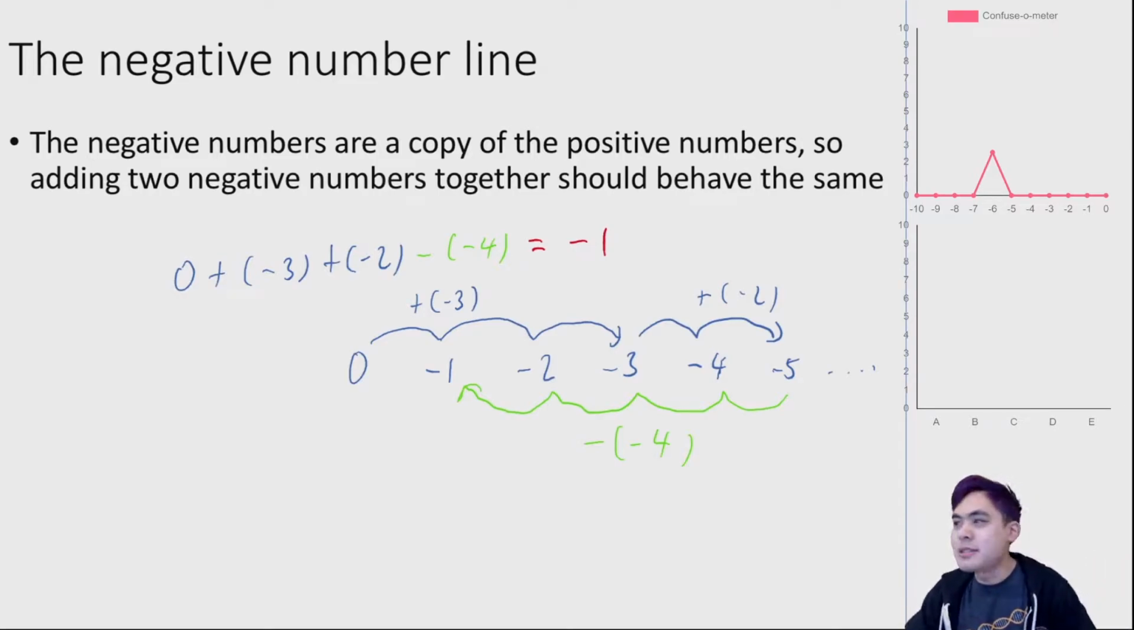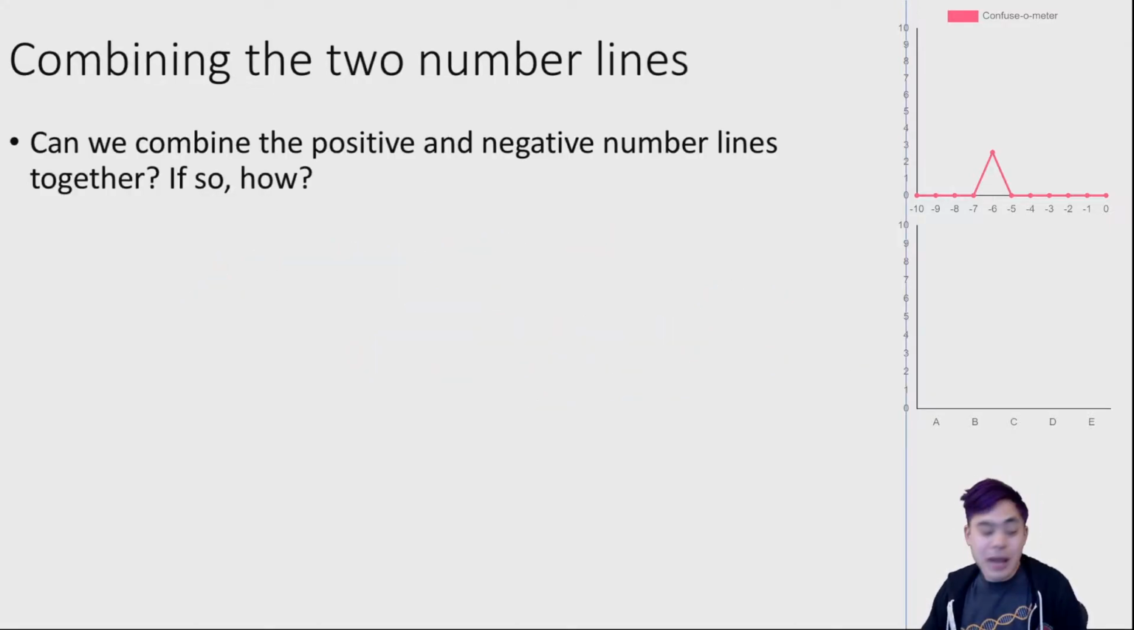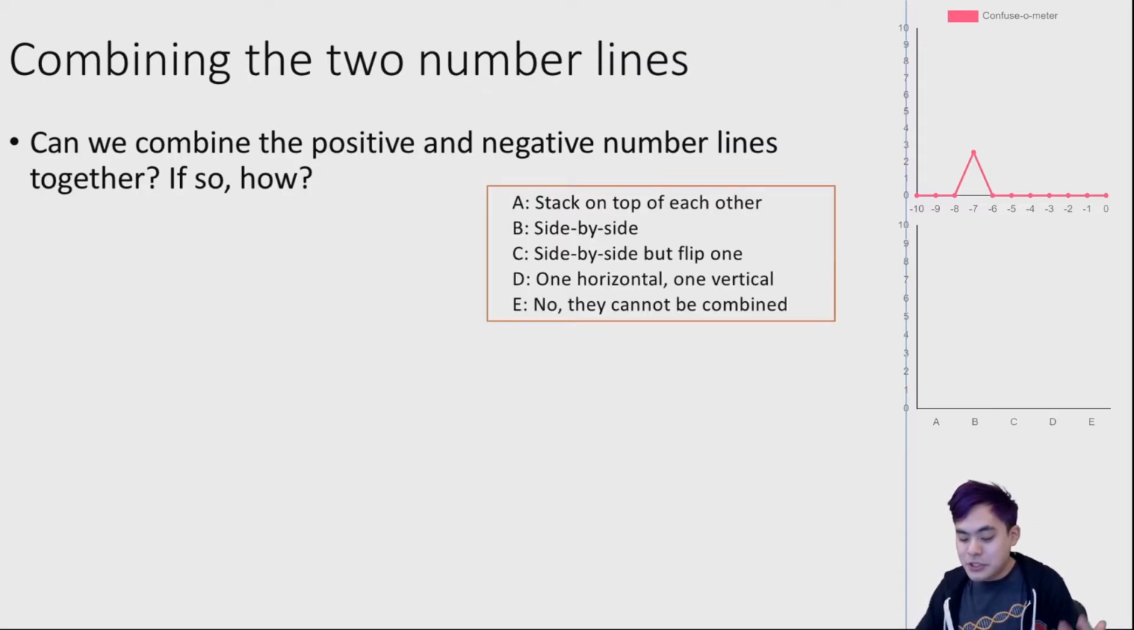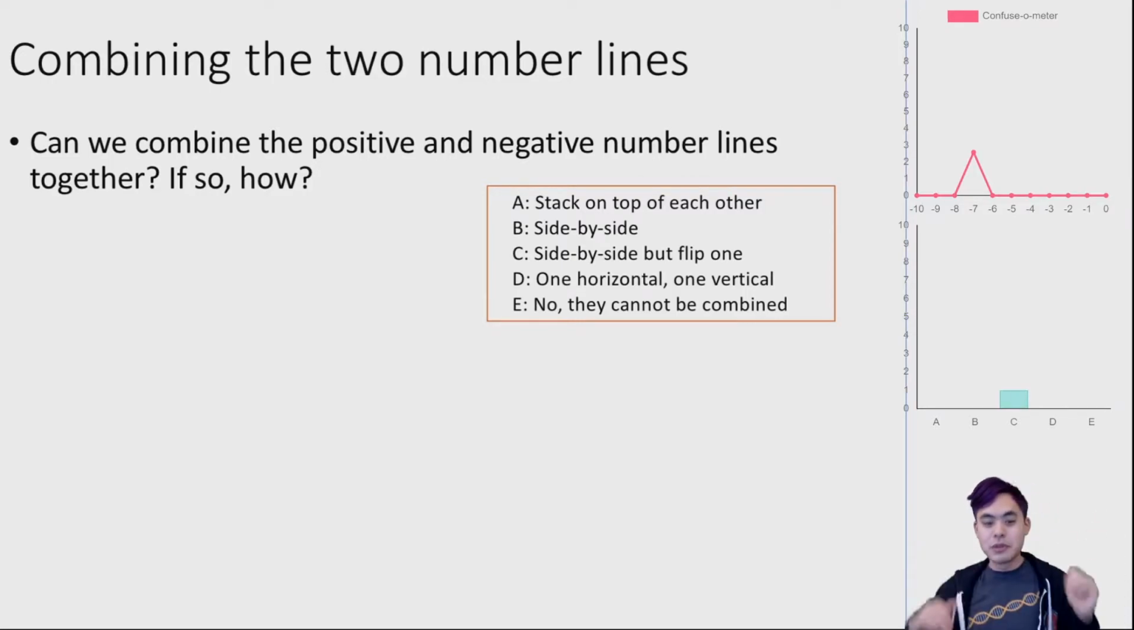And now that is a question that I'm going to ask you all. So how do you combine these two number lines? So can we, well, A, can we combine them? If so, how? So I have a couple options here, so please vote in the chat. Should we stack them on top of each other? Should we put them side by side? Should we put them side by side but flip one? Should we make one horizontal and one vertical? Or can we not combine them?